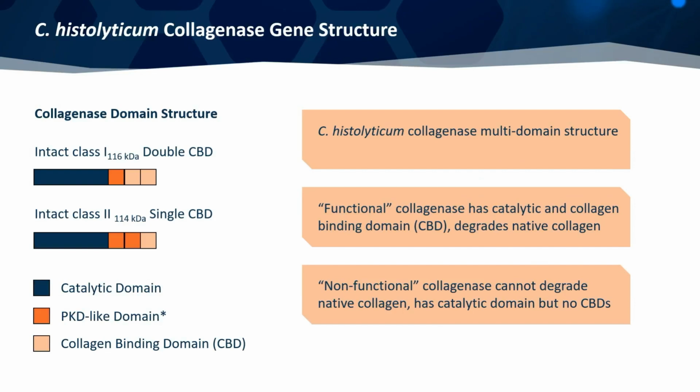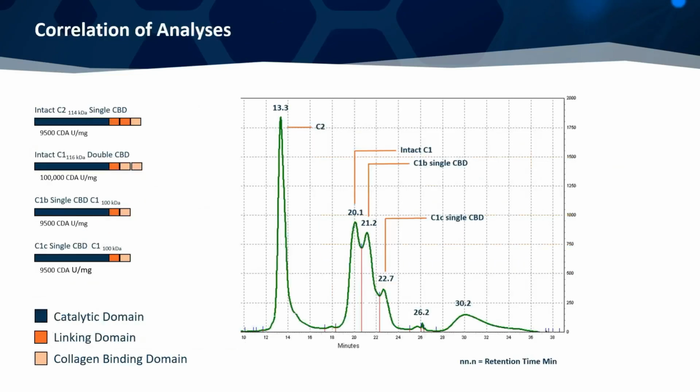So the C. histolyticum collagenase is a multi-domain structure. To be functional and cut collagen, you must have a catalytic and collagen binding domain on the same molecule. Non-functional collagenase doesn't have a collagen binding domain. It can't bind to collagen. It can't degrade this macromolecule. So this was all interesting, but how do you find out what's really behind the structure?